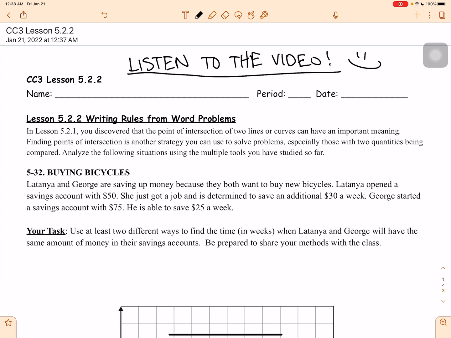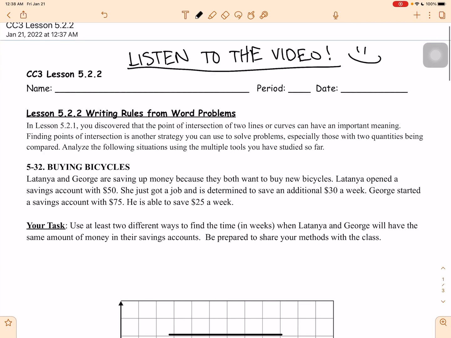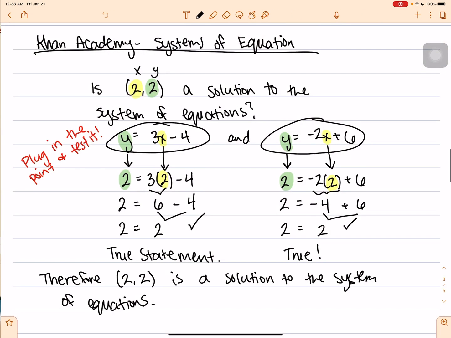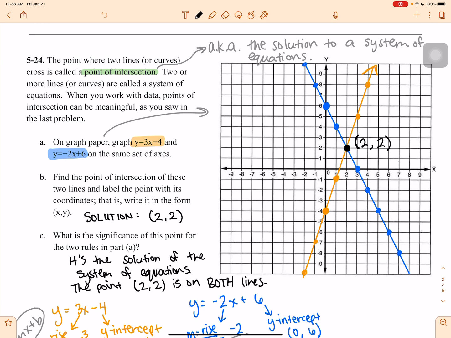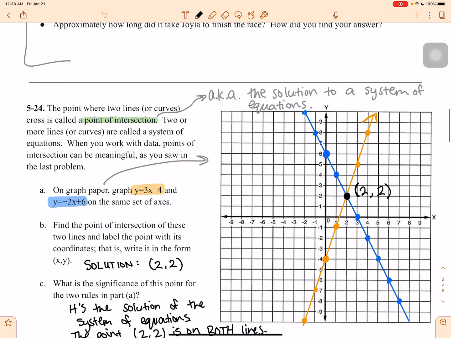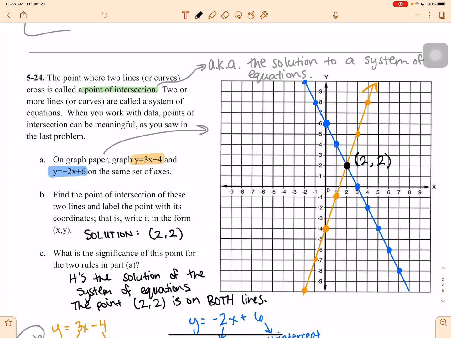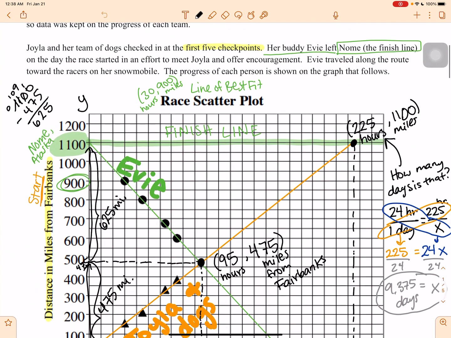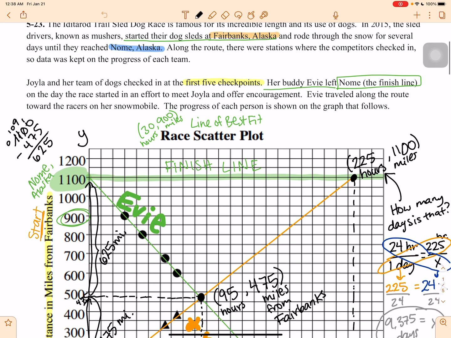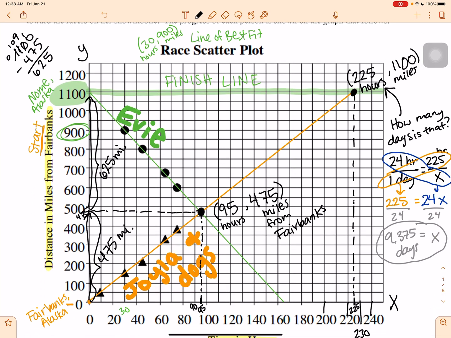Okay. So Lesson 5.2.2, writing rules from word problems. On lesson 5.2.1, let's just double check that real quick. We practiced solving equations and graphing an equation that we're given. Now we're going to be given a word problem, and we're going to have to write an equation and then graph it. You were never asked to write an equation for these, but we did see their graph, right? So we learned how to analyze a graph whenever we have a system of equations. And now we're going to be given a word problem, and we have to create equations and a graph, okay?